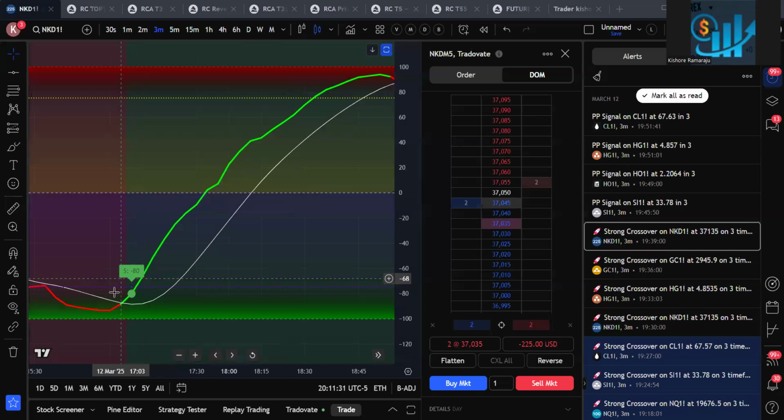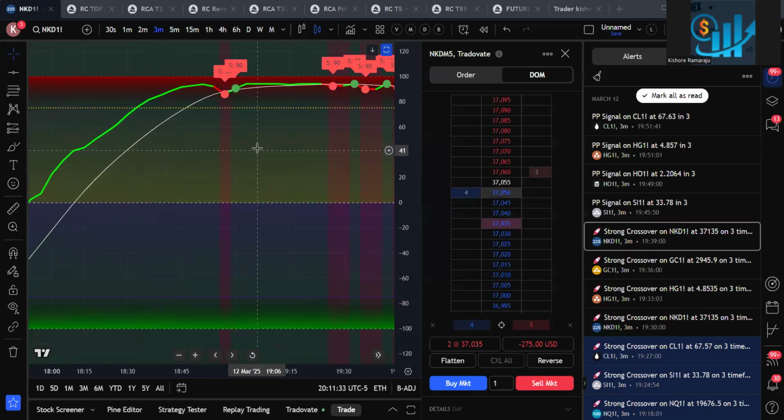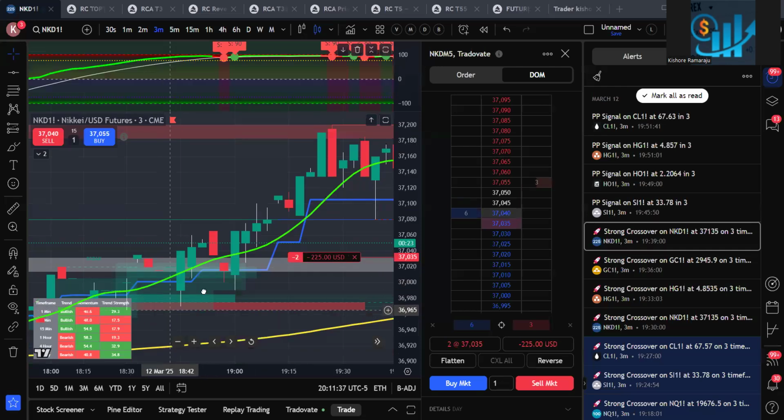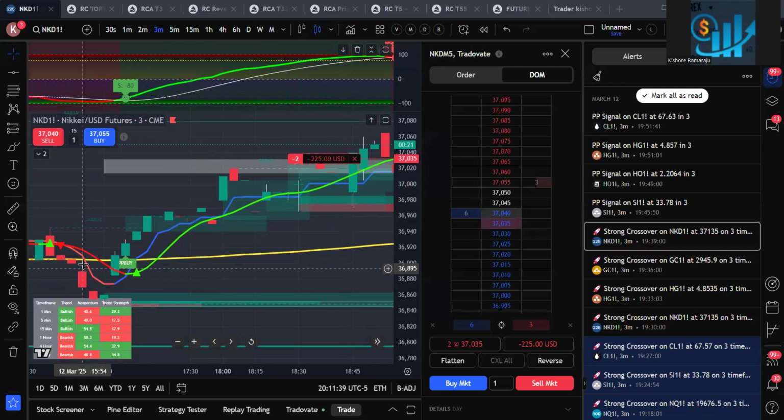This is a perfect buy opportunity. So here if you see, whenever you got a PP buy and also at the same time I got an oversold, this is a perfect confluence.